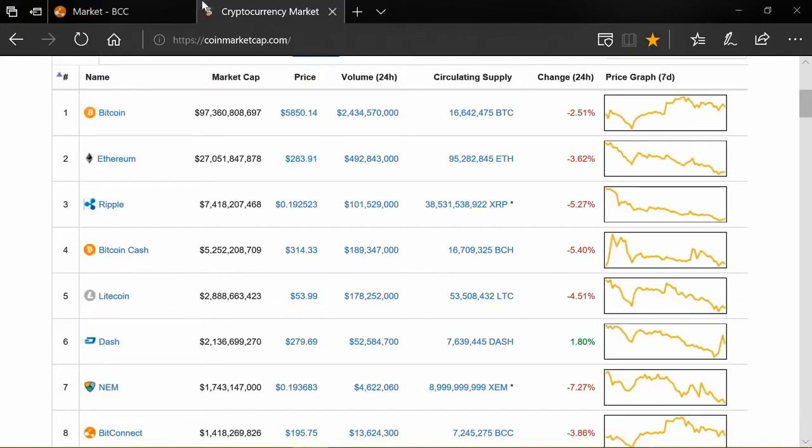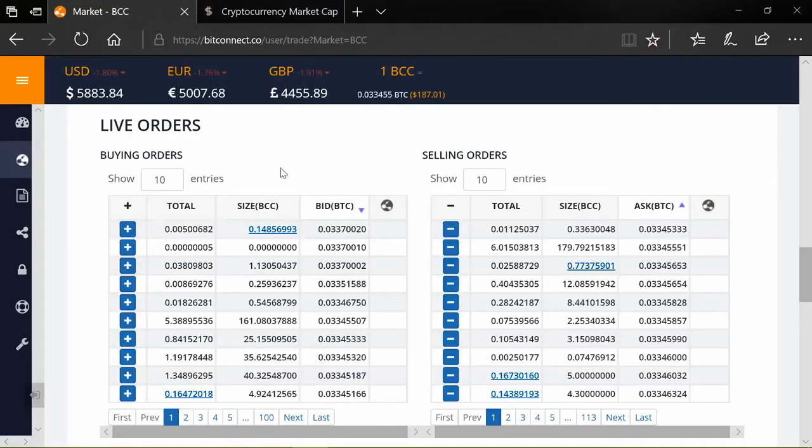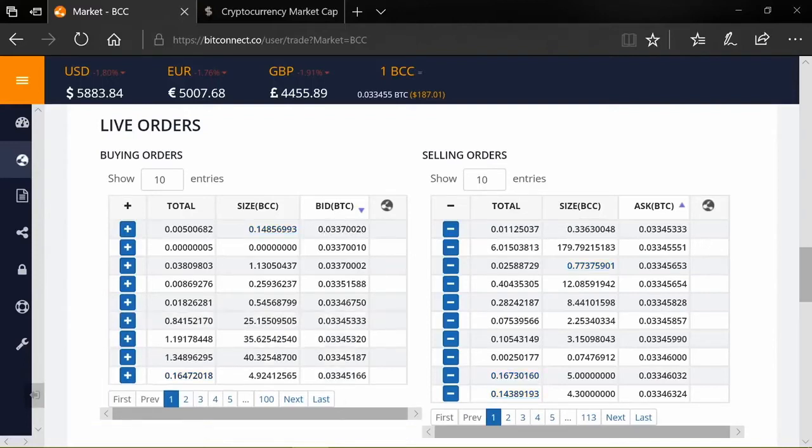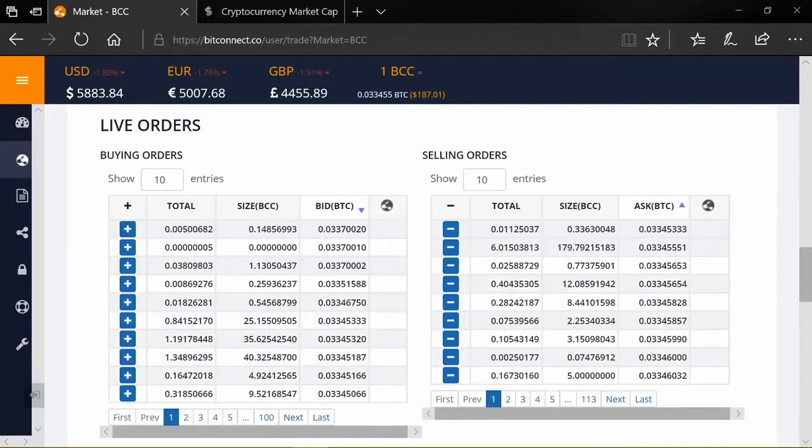If we go back now and look at the live orders, we're looking at live prices, the ratios between Bitcoin and BitConnect in the live system. You can see here on the selling orders on the right-hand side, you've got the ask price, and on the buying orders on the left-hand side, you've got the bid price. Now, everything seems to be on its head. And the reason why it looks like it's on its head is because most people want to buy low and sell high. That's the way the world works.